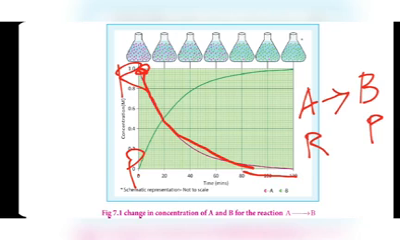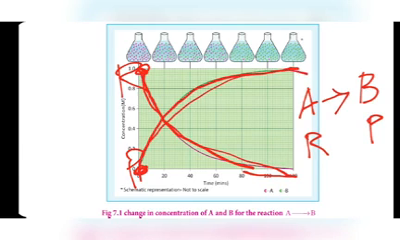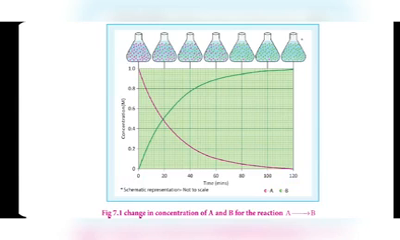Initially, no product is formed. If time goes on, the concentration of product increases and reaches maximum. So as time proceeds, reactant concentration decreases and product concentration increases. That is what is shown in this picture.